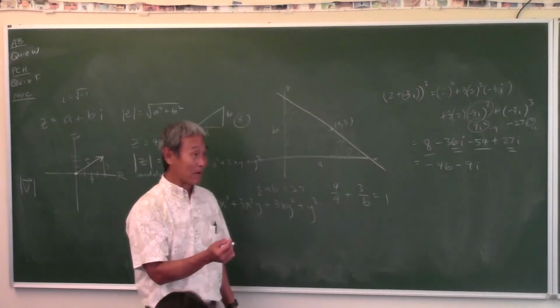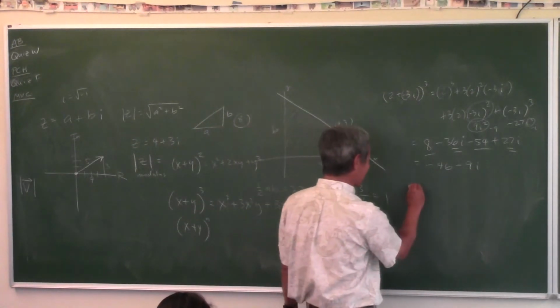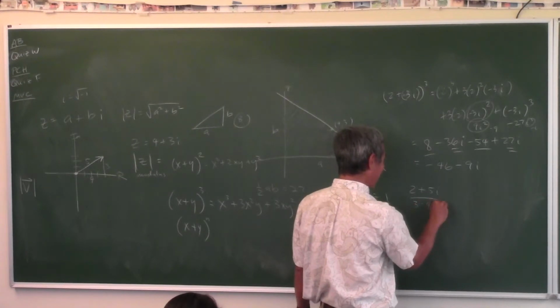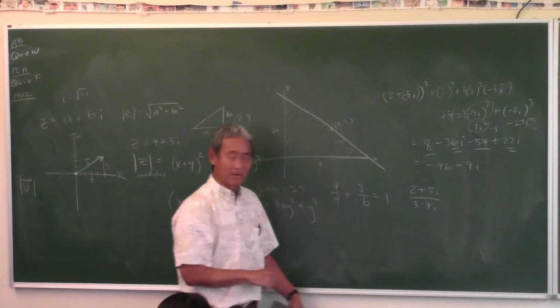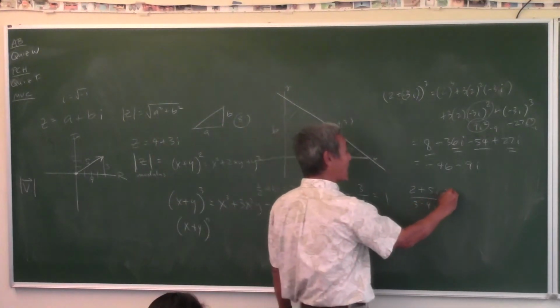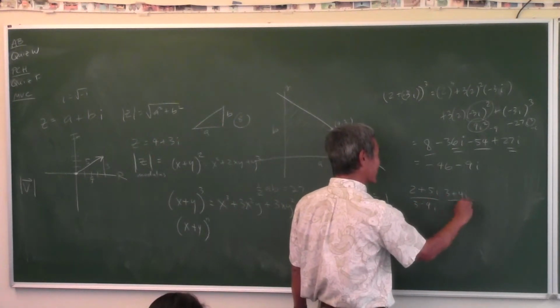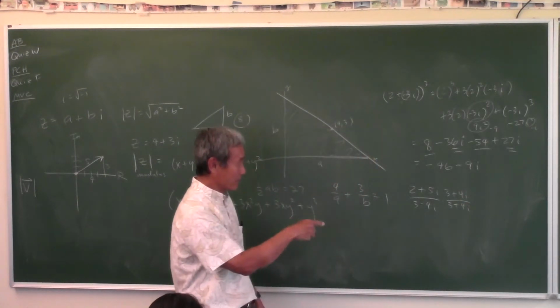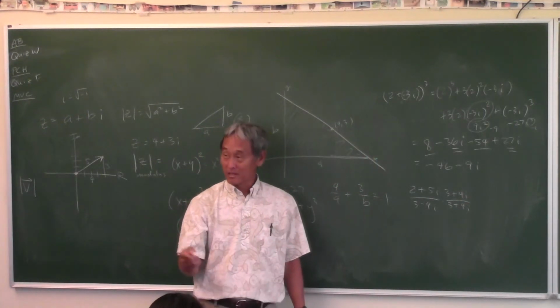Okay, this is the kind of problem you get on the SAT now. Simplify 2 plus 5i over 3 minus 4i. How do you simplify a complex number like that? You multiply top and bottom by the conjugate of the denominator. The conjugate of 3 minus 4i is 3 plus 4i. That's what you're thinking of, right?